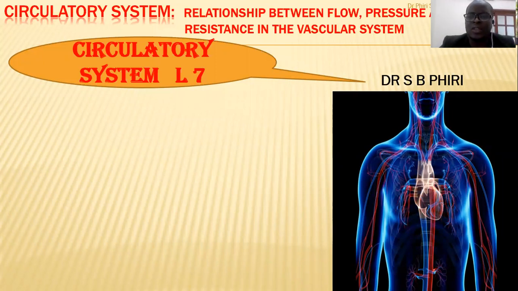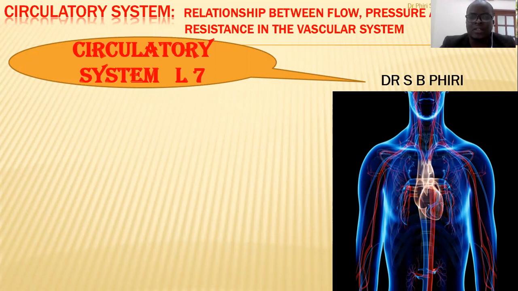So we started looking at the circulatory system, and today we'll be discussing lecture 7 on the circulatory system. Mainly we are going to discuss the relationship between flow, pressure, and resistance in the vascular system.